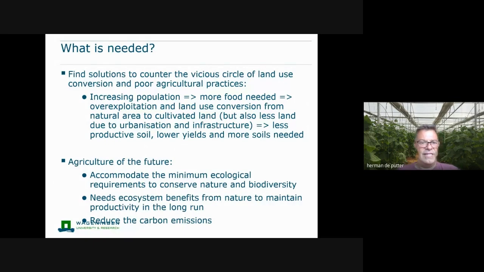So what's needed? We have to look at solutions to counter this continuous circle of land use conversion and poor agricultural practices. It happens because increasing population means more food is needed, but it also leads to overexploitation of and land use conversion from natural area.